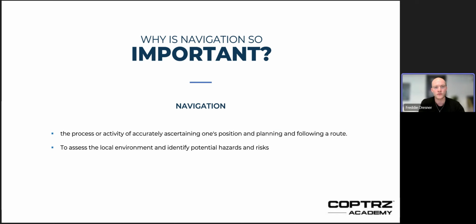So starting off, why is it so important? Well, it's because it's the process or activity of accurately ascertaining one's position, planning and following a route. It's also to assess the local environment and identify potential hazards and risks. Not only is this important for identifying hazards and risks, but also when you're dealing with air traffic control, they will want to know, for example, your longitude and latitude, exactly where you are, where that drone might be coming from, and so on.